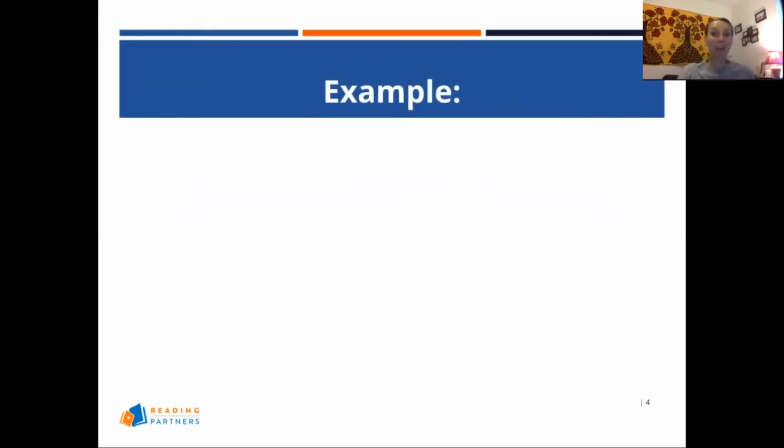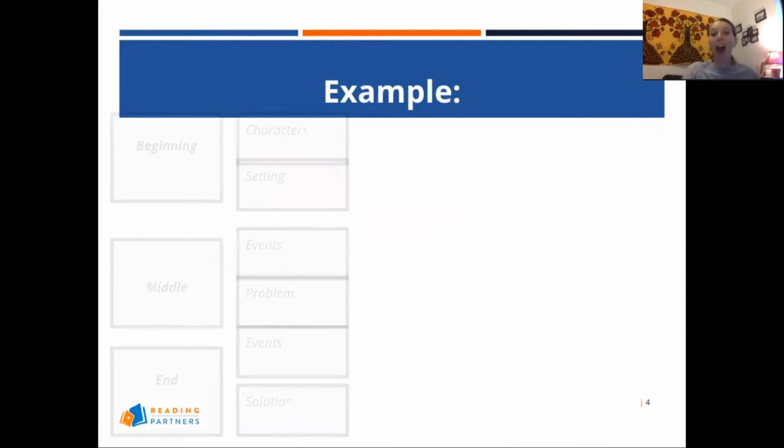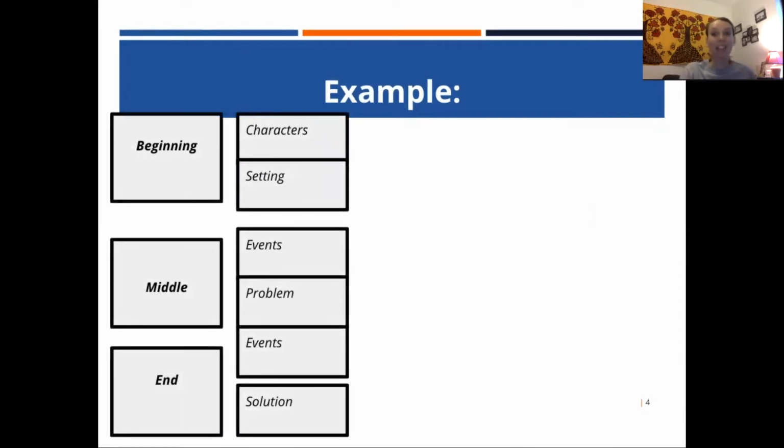So let's do an example with a short story from Advancing Readers Lesson 2.1a. I will read the story for us to organize the information into a story structure chart.